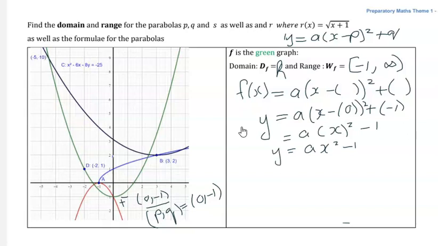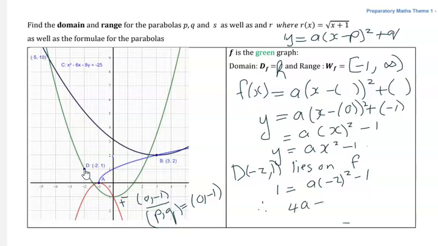And since I know that F is the turning point, but I need another point, I know that D (-2, 1) lies on f. That means I can substitute x equal to -2 and y equal to 1 into this equation. So I get 1 is equal to a times (-2) squared minus 1. That will give me 4a is equal to 2, so therefore a is equal to half.